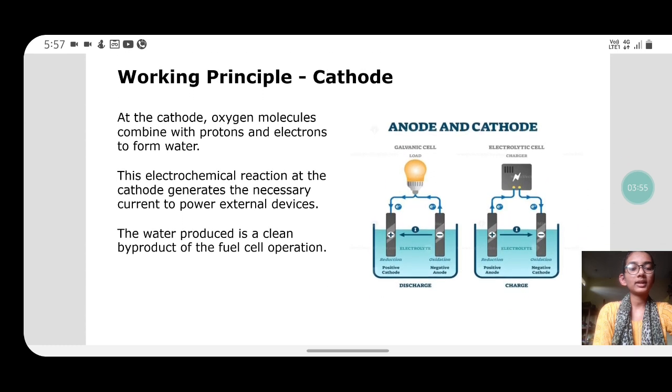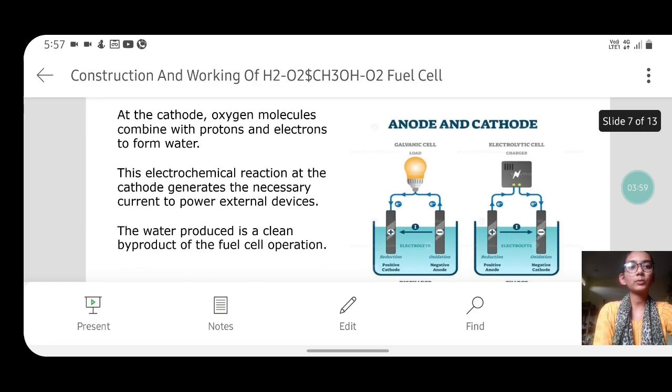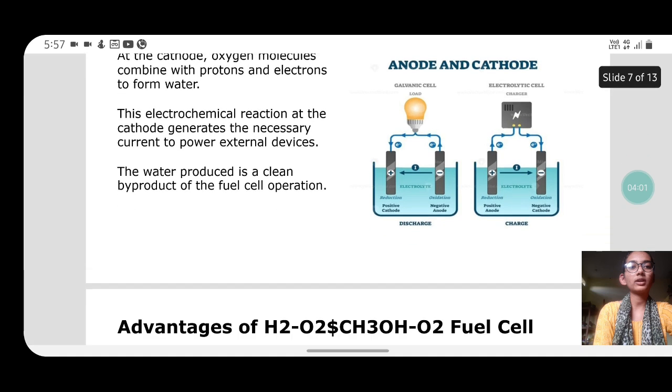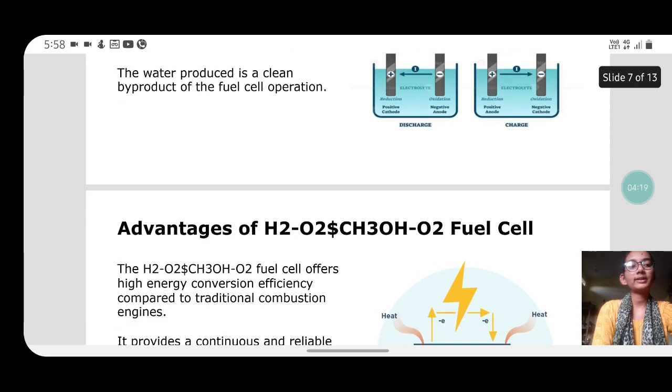Working principle at the cathode. At the cathode, oxygen molecules combine with protons and electrons to form water. This electrochemical reaction at the cathode generates the necessary current to power external devices. The water produced is a clean byproduct of fuel cell operation. Here the byproduct is water.